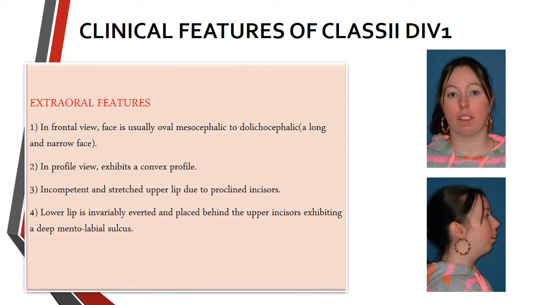Clinical features of the class 2 division 1: we have extraoral and intraoral features. For the extraoral features, in the frontal view, depending on the severity of the skeletal class 2 relationship and depending on whether it is associated with vertical discrepancies or not, the face is usually oval, mesocephalic in the mild to moderate cases, or dolichocephalic, which means that the patient has a long and narrow face. In the profile, also, it depends on the severity of the skeletal pattern, but in most of the cases we will have a convex profile. We will have an incompetent and stretched upper lip due to the proclination of the upper incisors. The lower lip is usually everted and placed behind the upper incisors, so it will exhibit a deep mentolabial sulcus.